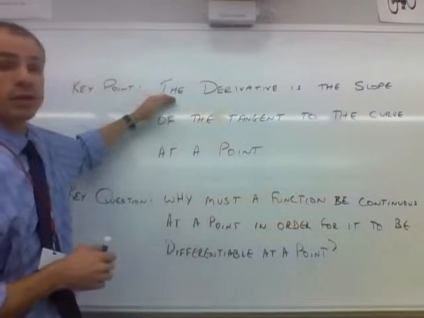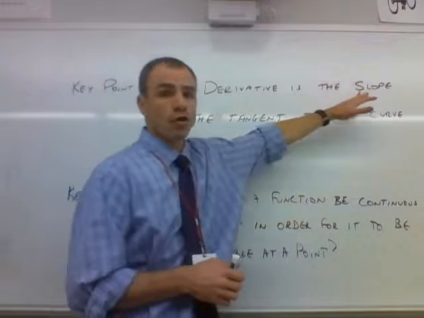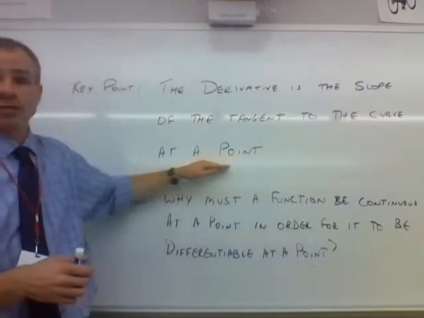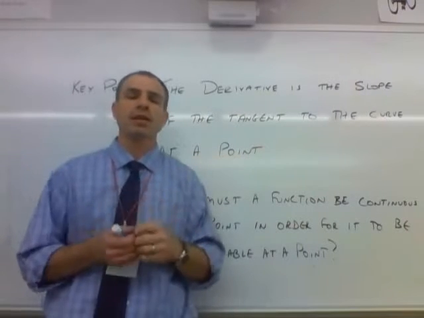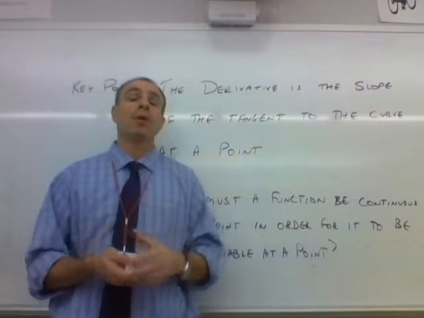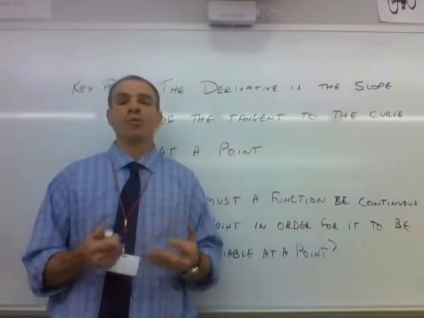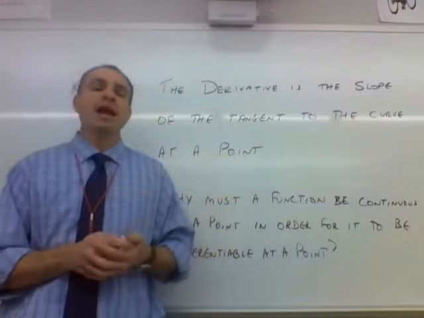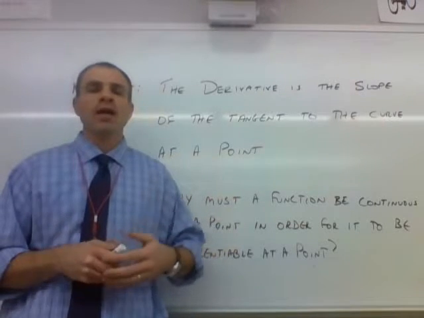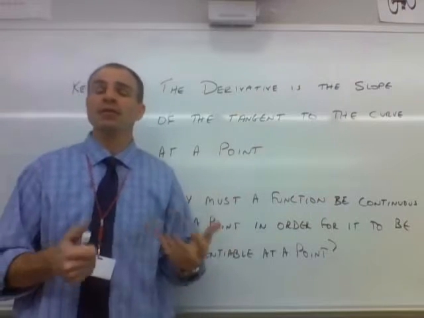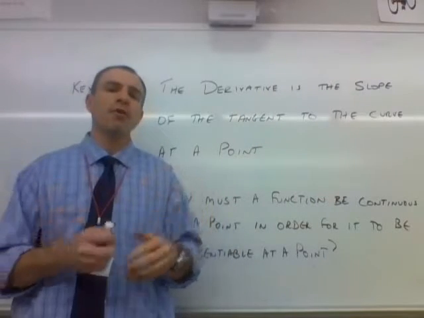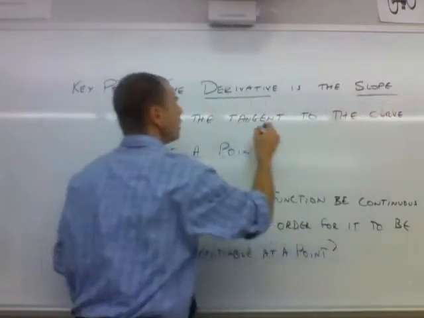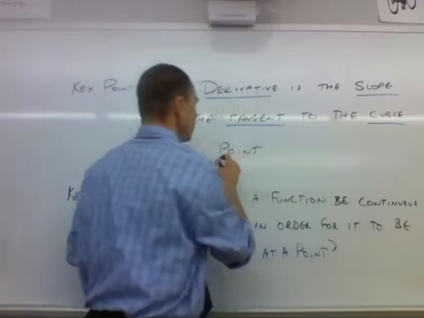We want to make sure that you know the derivative is the slope of the tangent to the curve at a point. That is a very key concept. There are times on the AP exam where they will ask you the question, what is the slope of the tangent to the curve? And then they give you the function at the point x equals 2. If you've got this key concept down, you know that they're asking for the derivative, even though they didn't have the word derivative in there. So the derivative is the slope of the tangent to the curve at a point.